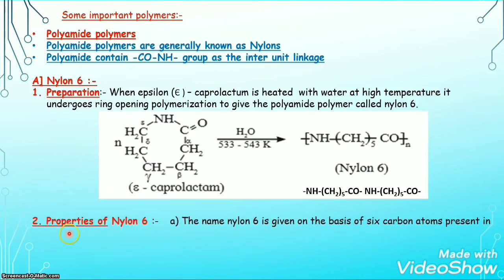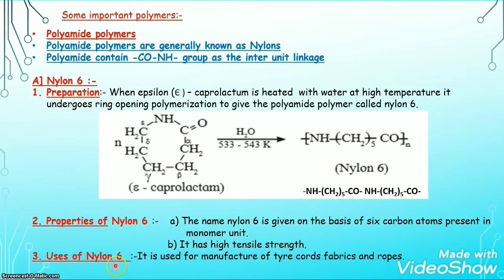Now let us understand the properties of nylon 6. The name nylon 6 is given on the basis of 6 carbon atoms present in the monomer unit. It has a high tensile strength. The uses of nylon 6: it is used for manufacture of tire cords, fabric and ropes.